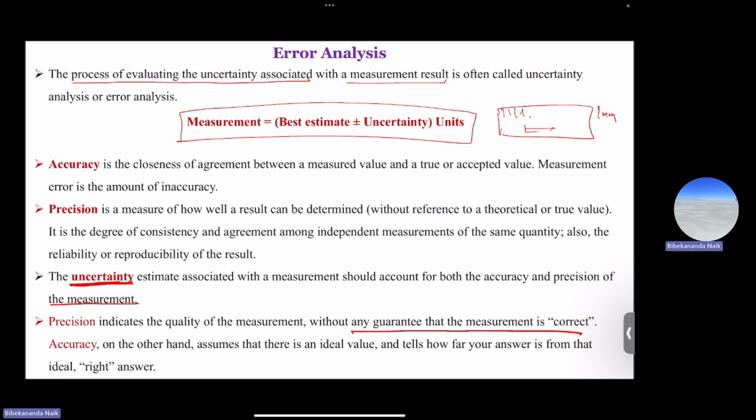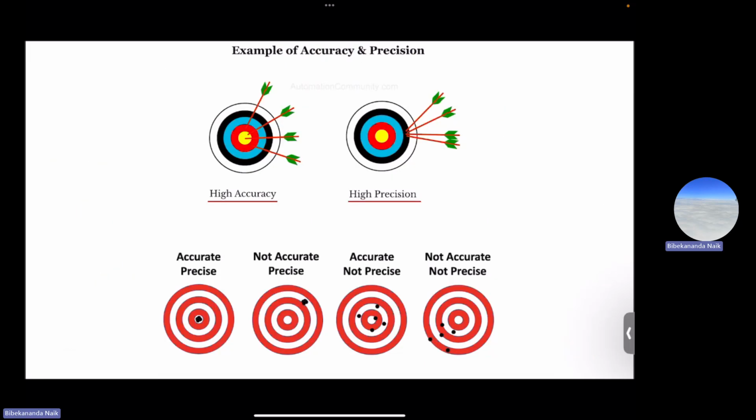And accuracy is the case where the output you are getting from the measurement is close to the actual value. That is, assume there is an ideal value, and how far your answer is from that ideal right value. So accuracy means how close your results are to a particular known value. You can understand accuracy and precision from this figure. So here you see, this yellow part is 10. If you are hitting close to the yellow part, then this is accurate.